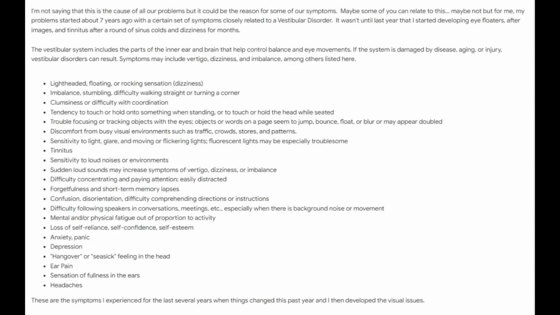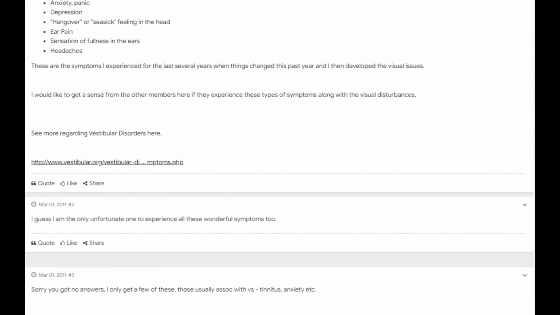The vestibular system includes the parts of the inner ear and brain that help control balance and eye movements. If the system is damaged by disease, aging, or injury, vestibular disorders can result. Symptoms may include vertigo, dizziness, imbalance, among others listed here. So here's a big list. I'm not going to read them all.